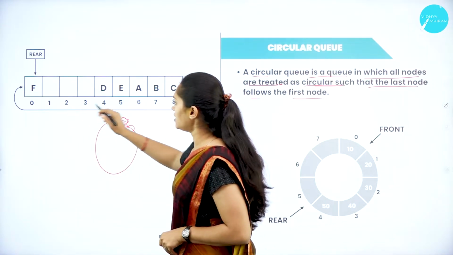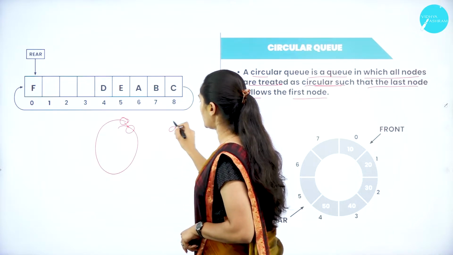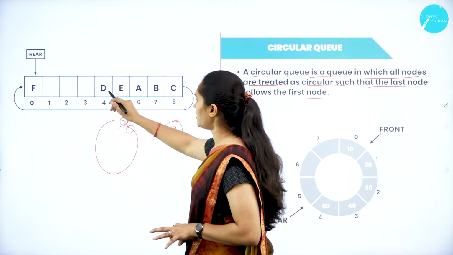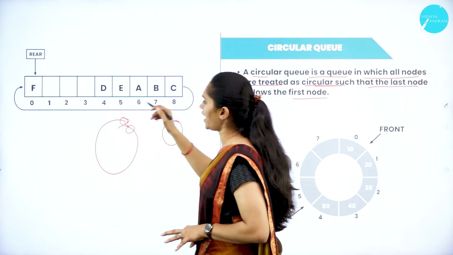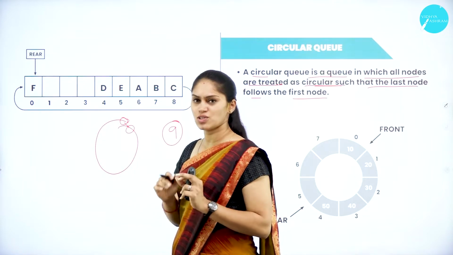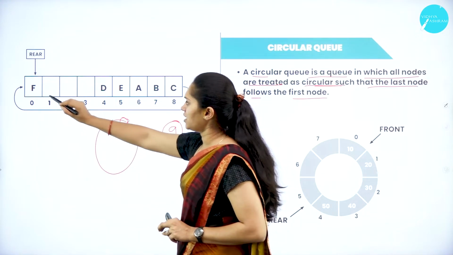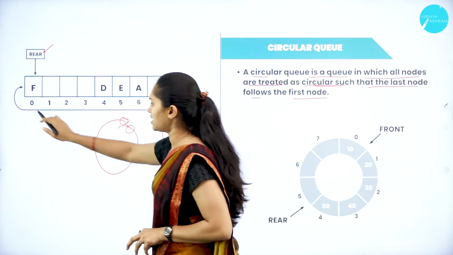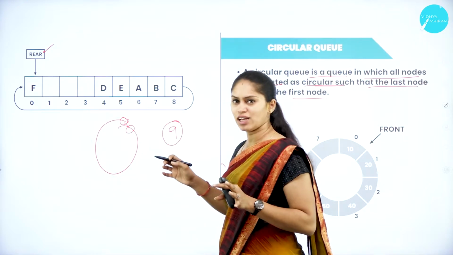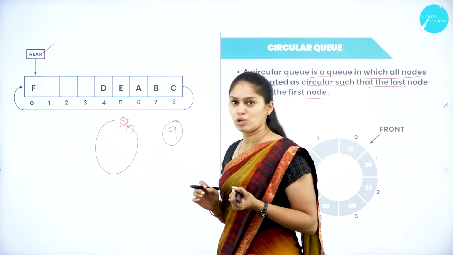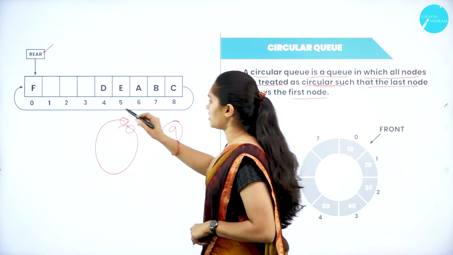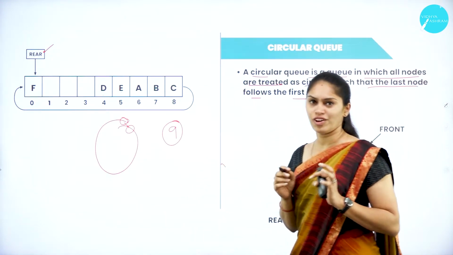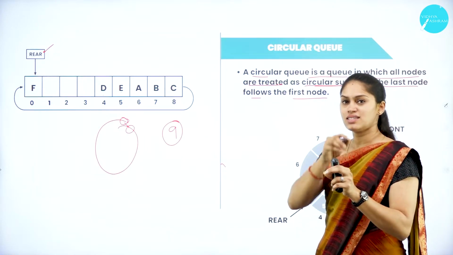Okay, so here 0 to 8, that means what? I can have 9 elements in this queue, but we have accommodated only 1, 2, 3, 4, 5 and 6 elements, right? So here rear end is mainly meant to insert an element. So we are inserting an element. If I want to delete any of the elements, then that has to happen with the front end. Okay, so here D, E, A, B, C and F are the elements of a queue. So it will be in the circular path.